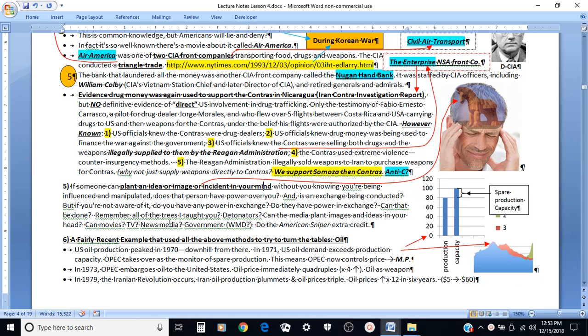Can that be done? Now, I say here, remember all the trees that I taught you? Do you remember what trees are? Elements that are intentionally planted in cognition to alter the way you see other things, right? And they're planted with timing and so forth, right? One example of trees are detonators, and I showed you a number of detonators, about a dozen.